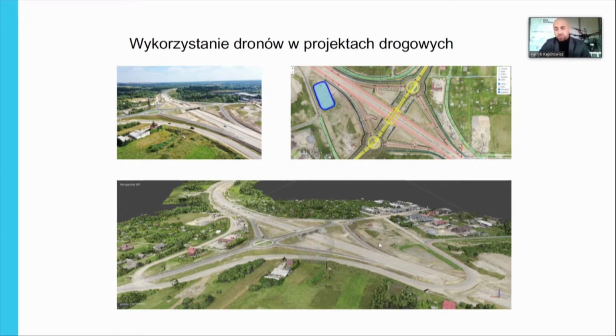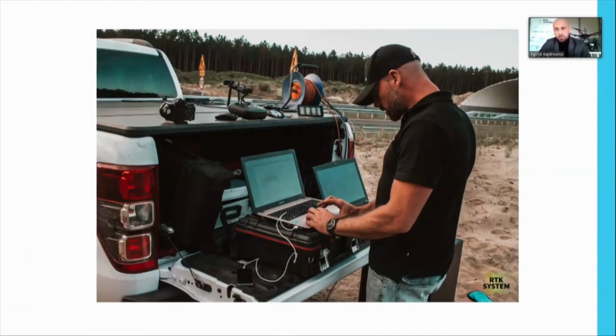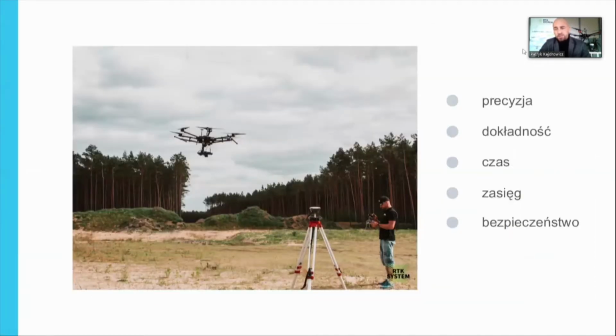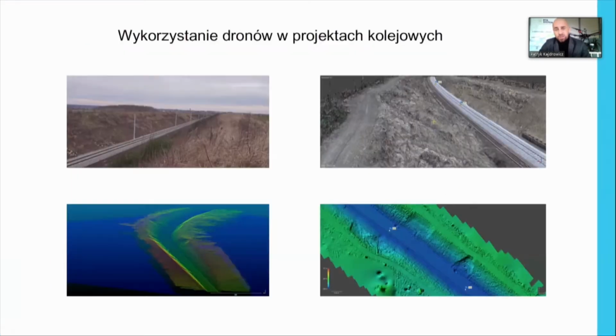And the third photograph is a dense dot cloud that looks like a photo. This is a parametric model, and all kinds of measurements, distances, and volumes can be calculated, and you can make comparisons with your design. And this is an image showing what it looks like in the field, and of course we can offer accuracy, precision, time, wide range, and safety.